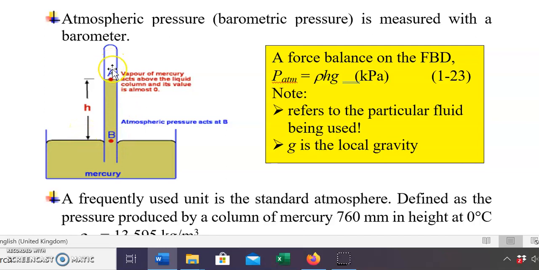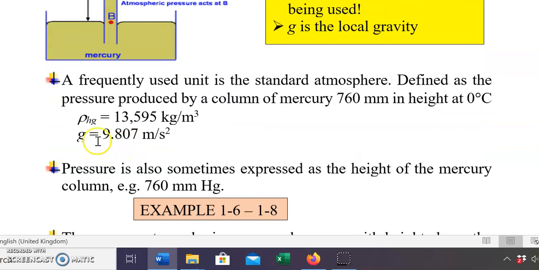The vapor pressure here at A is negligible, so it can be ignored. So you can get atmospheric pressure from the height of the barometer liquid. Normally mercury is used, but other liquids can be used too, like alcohol.